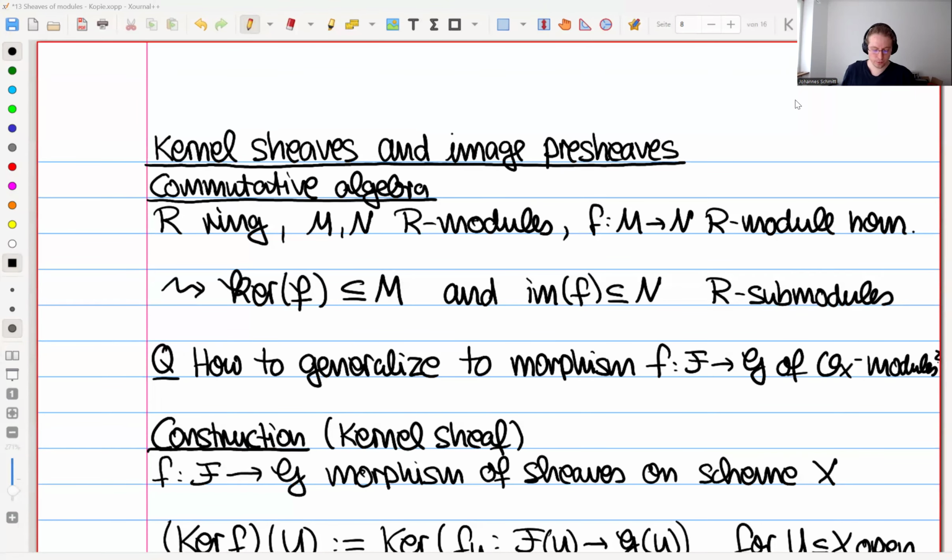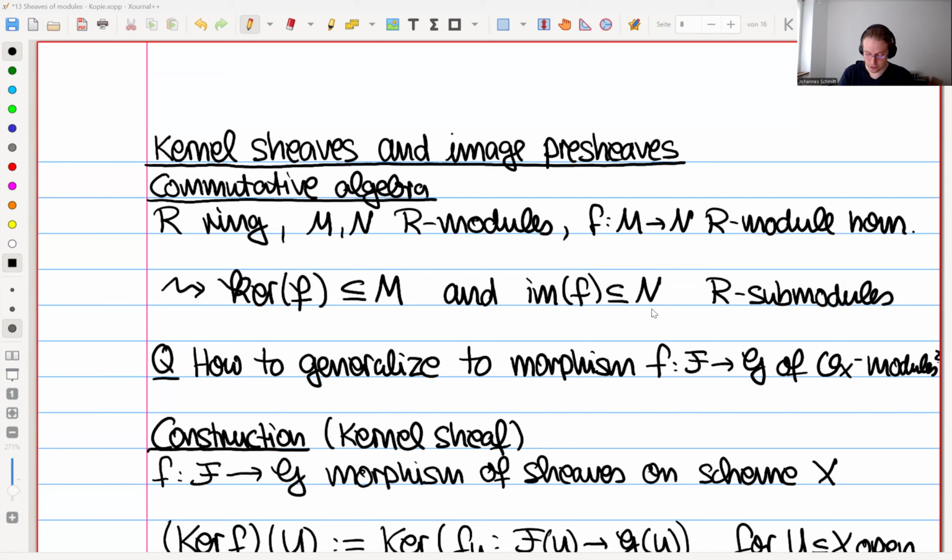The next constructions that we want to look at now play on a single space X, but generalize some concepts from commutative algebra that we know about modules. More concretely, if R is a ring and M and N are R modules, and you have an R module homomorphism between them, then we know that we can form the kernel, which is a submodule of M, and the image, which is a submodule of N, and both of them are, again, R modules.